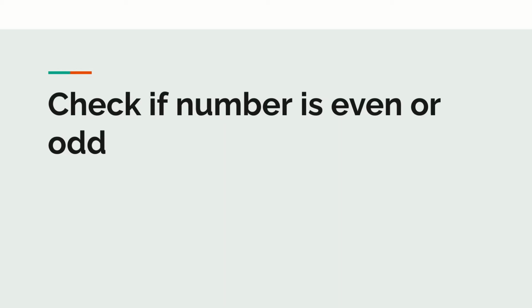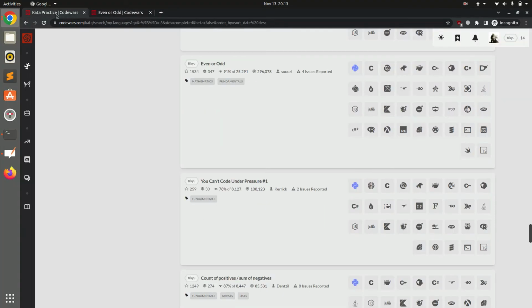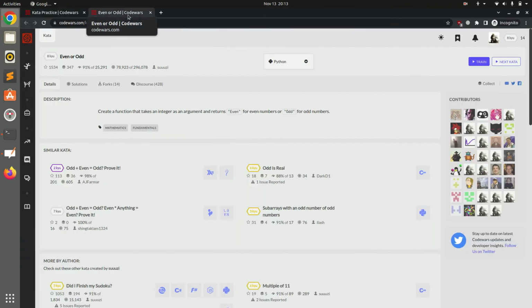So let us first see the question on Code Wars. So here is the question, even or odd. This is the 8Q difficulty. I have opened this in a new tab. You can get the link in the description. So what we have to do, we have to create a function that takes an integer as an argument and returns even for even numbers or odd for odd numbers. Okay, this is the easy question.